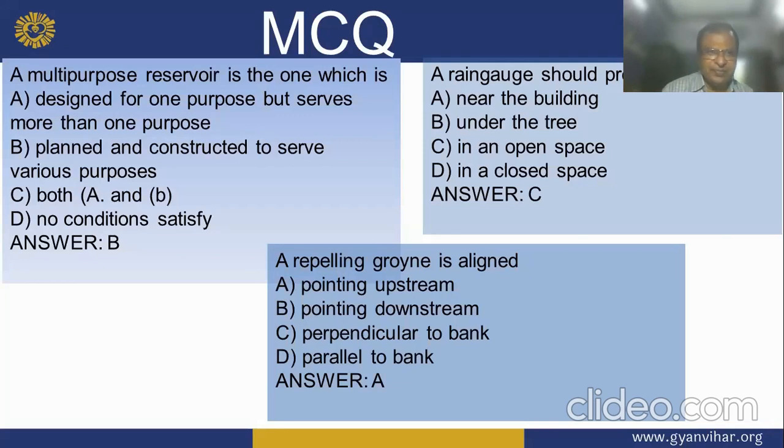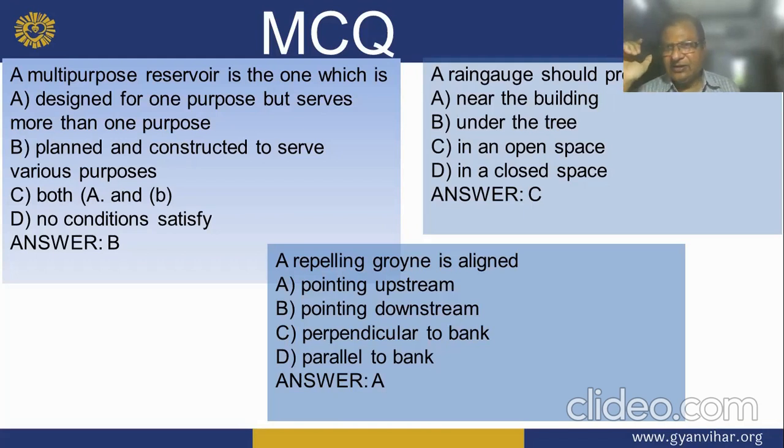First question: a multi-purpose reservoir is one which is designed for one purpose but serves more than one purpose. What is the correct answer? Planned and constructed to serve. The correct answer is B.